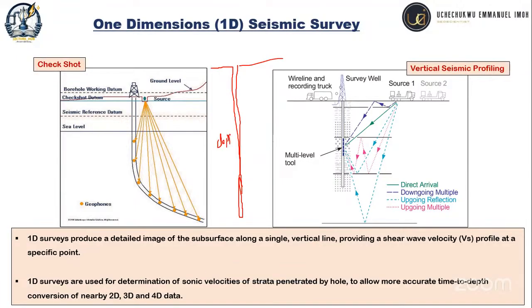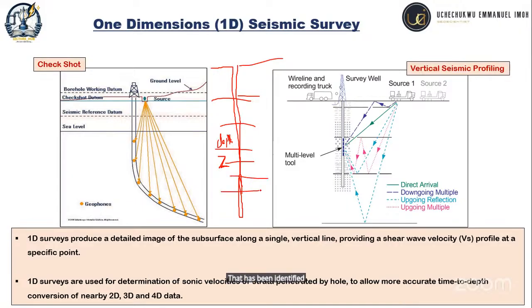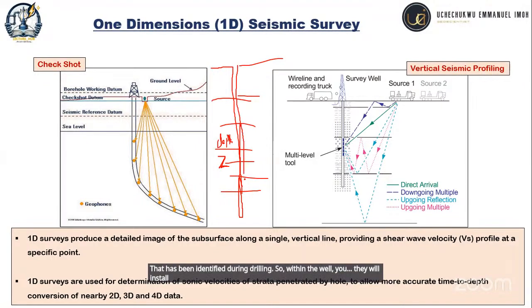Okay, your well is in depth, in the Z direction. So you put your receivers inside the well. You know that the well has crossed different formations that have been identified during drilling. So within the well, they will install the receivers.